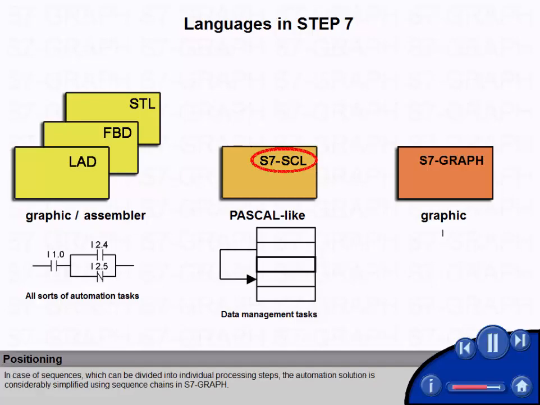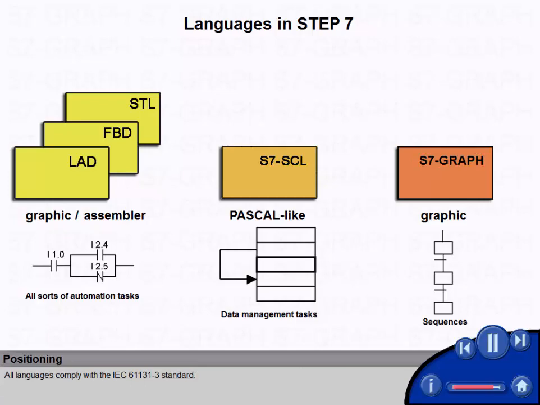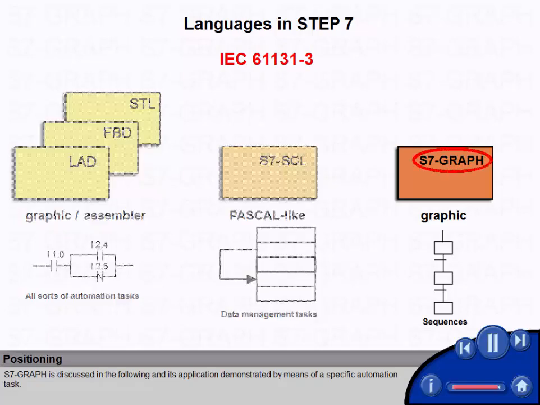In case of sequences, which can be divided into individual processing steps, the automation solution is considerably simplified using sequence chains in S7 Graph. All languages comply with the IEC 61131-3 standard. S7 Graph is discussed in the following and its application demonstrated by means of a specific automation task. Let us first take a look at the advantages of using the engineering tool S7 Graph.